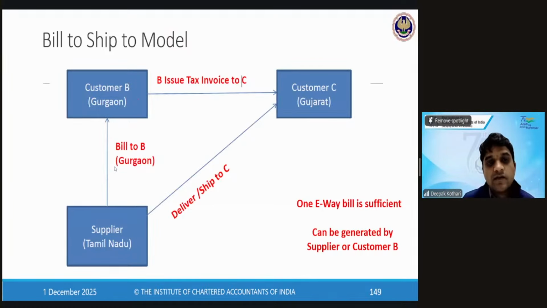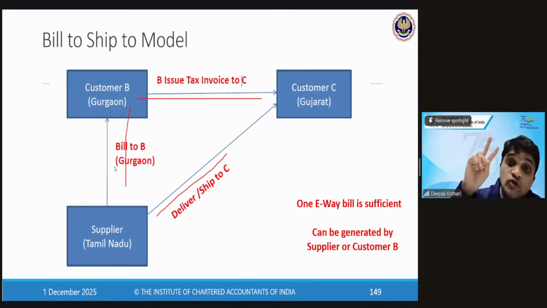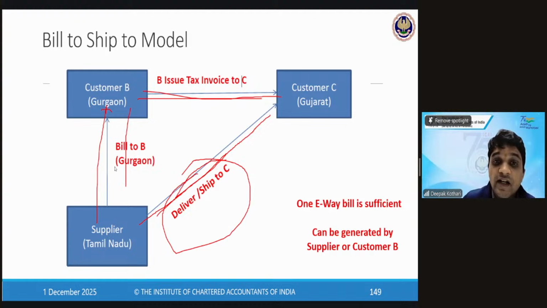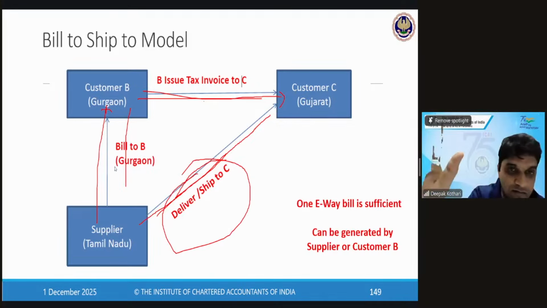So in case of a bill to and ship to, one e-way bill will be sufficient. You don't have to raise two e-way bills. You have to raise two invoices, that's fine. But only one e-way bill for the movement, wherein B issues a tax invoice to C. The delivery is happening by the supplier to the customer, so for this leg from the supplier to the customer, an e-way bill will be required. Invoices will move from supplier to first customer and from first customer to his ultimate customer. Invoices will be 2, e-way bill will be 1. Just one e-way bill is sufficient. For every invoice, an e-way bill is not required.